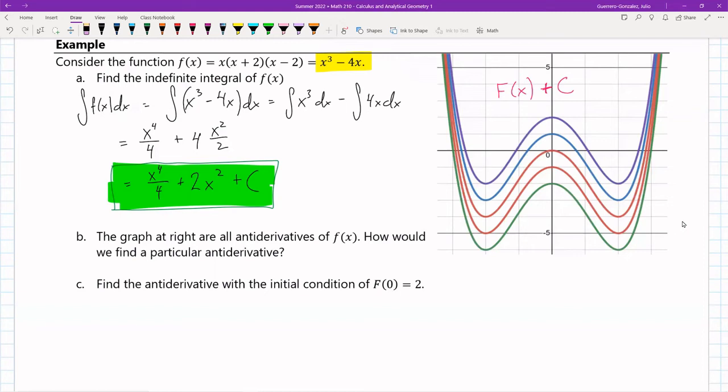How would we find a particular antiderivative? Let's say I am looking for this light blue one right there. Sorry, let's say I wanted to find the purple one. How would we be able to find that purple one? They all differ by a constant. So how would we be able to find that purple one? And the answer there is we need a particular point.